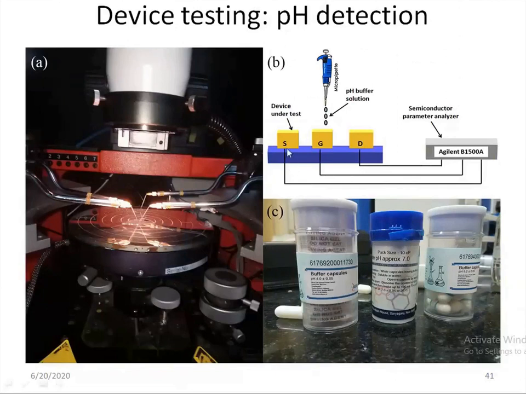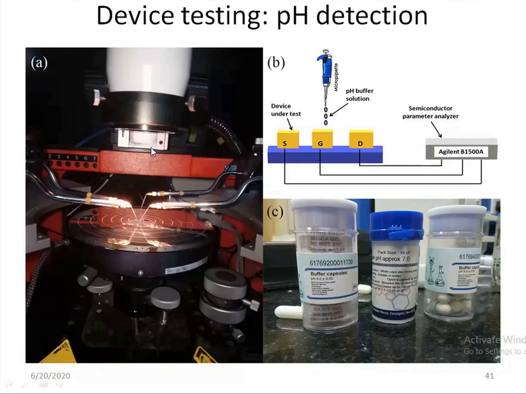Now we have this device with the source, gate and the drain. So we introduce this pH solution onto the surface of the device. You can use a gated or a gateless device for this. Even when the Al2O3 surface is present, it will give higher sensitivity. We have attached the device to an Agilent parameter analyzer. In figure A, this is an Agilent parameter analyzer.